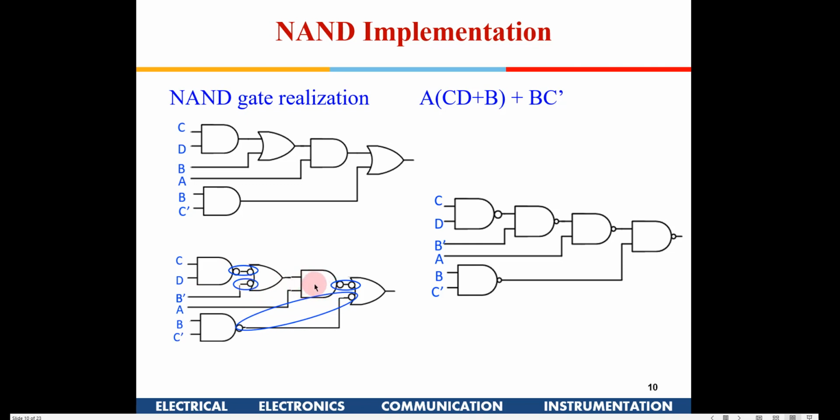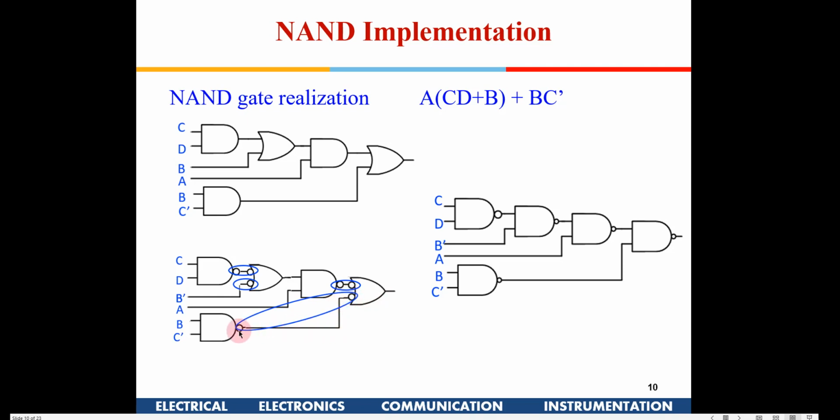Now this is an AND gate. Here we are not inserting any bubble, so this A is coming as it is. Here we have inserted one additional bubble. To compensate that, I have put one more bubble here at the input of the OR gate. Now to make this OR gate a NAND, I have put one more bubble here.